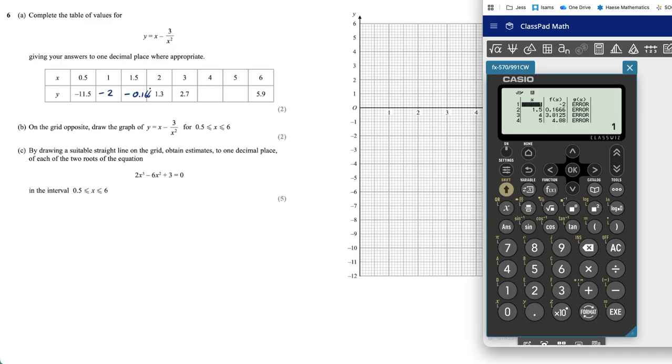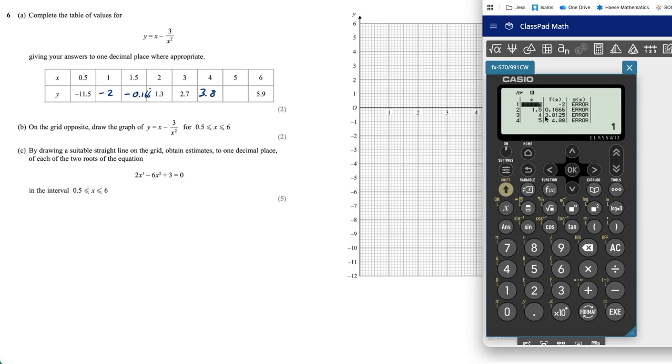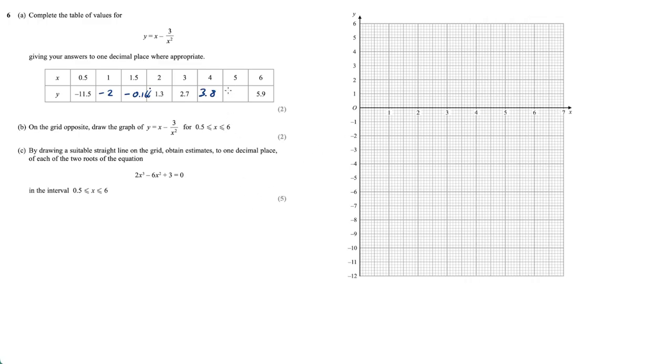This one is 3.8, and then finally this one is 4.9. Okay, 4.9. Now I could write this one as minus 0.2, but I actually think it's not appropriate. So let's leave it like that.